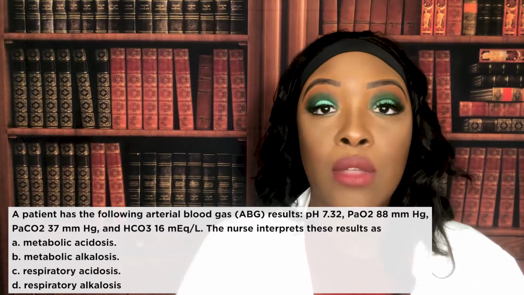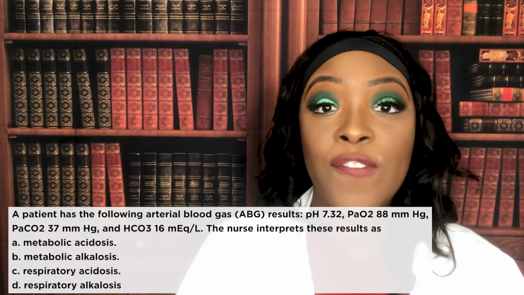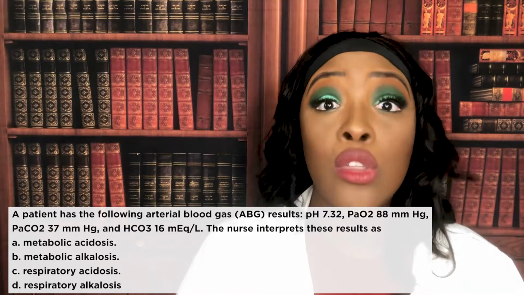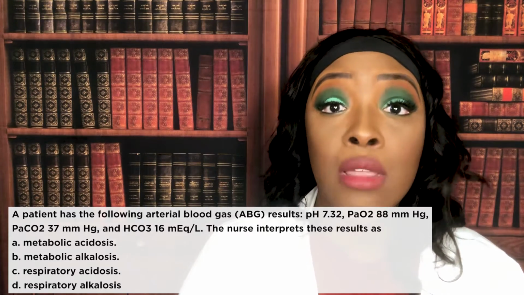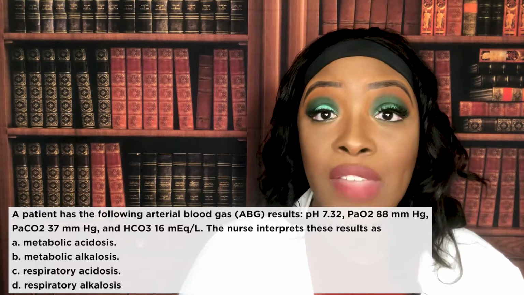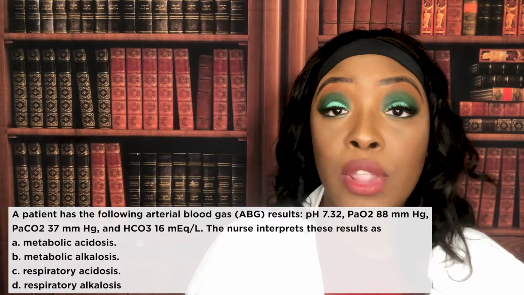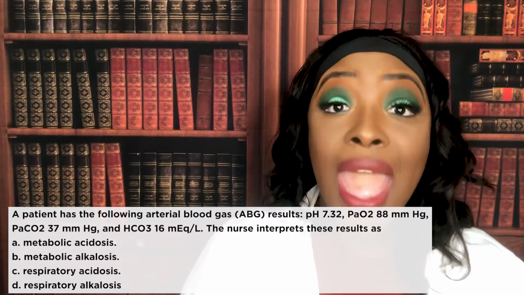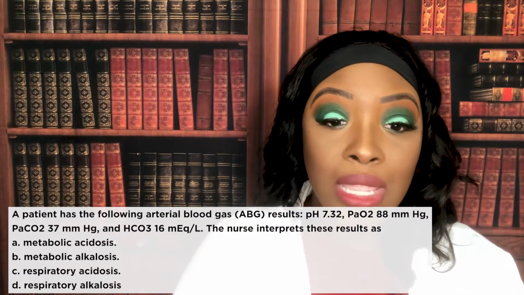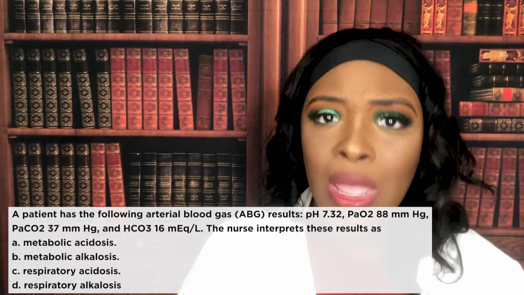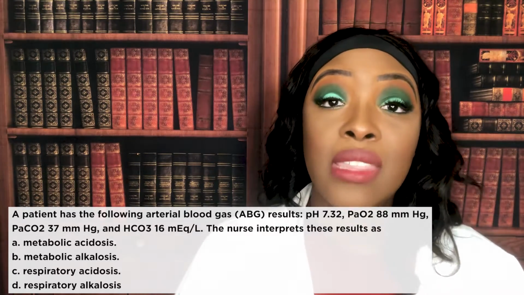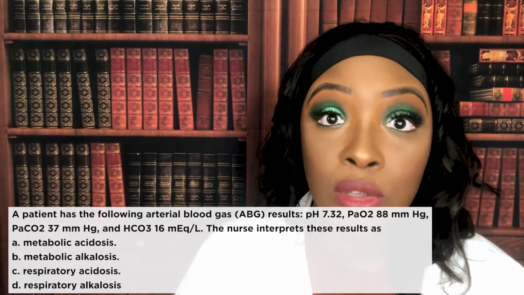How did we figure that out? Well, as I said in the first video, the first thing you always want to do is look at your pH. Your pH is the key to let you know if the patient's in acidosis or alkalosis. The pH is supposed to be 7.35 to 7.45. Anything less than 7.35 is acidosis, and anything more than 7.45 is alkalosis. So when we look at this pH and we see it's 7.32, that lets us know the patient is in acidosis, because anything less than 7.35 is acidosis.